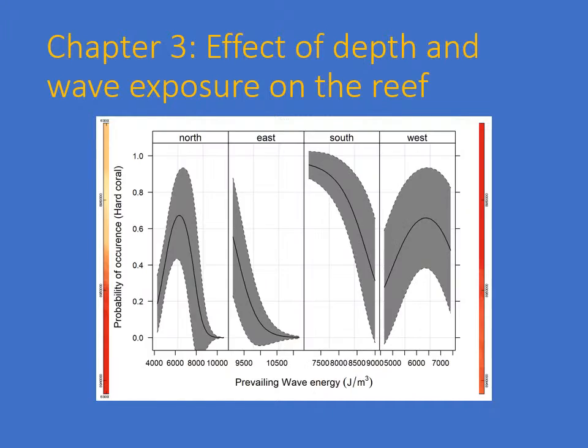in the first chapter. In this graph here, we're looking at 10 meters depth for all of them on the different sides of the atoll, north, east, south, and west. And the graph is showing on the x-axis an increase in wave exposure for each one of these aspects. And it was showing that the peak probability of occurrence for hard coral tended to be where there was medium levels of wave exposure, so around those sort of values.